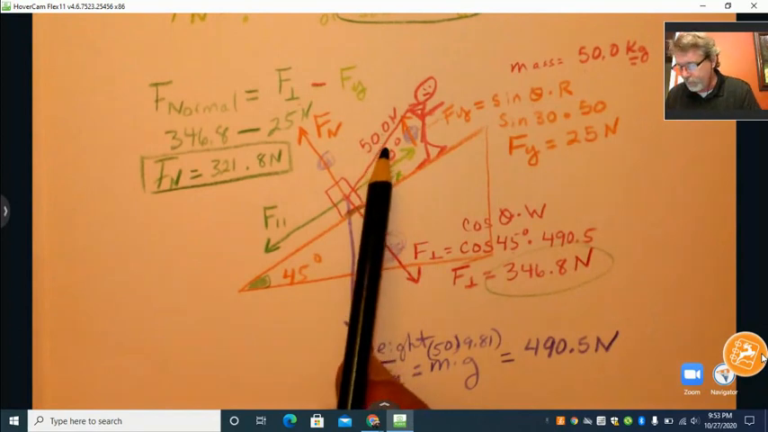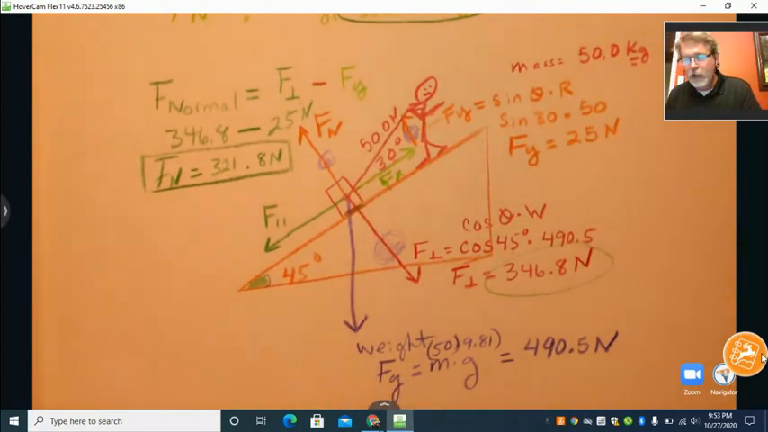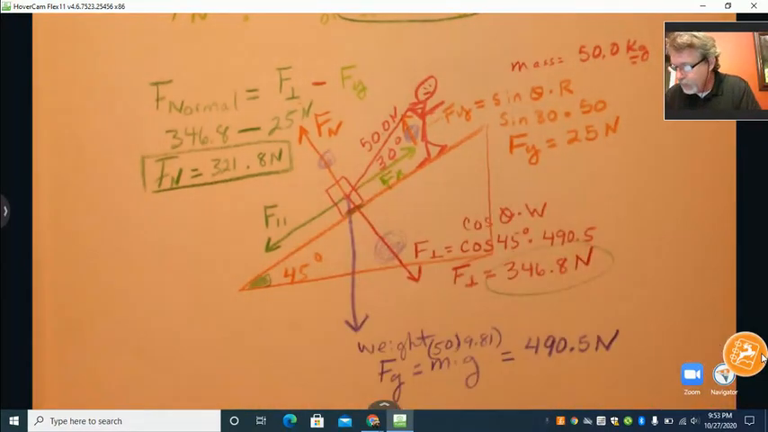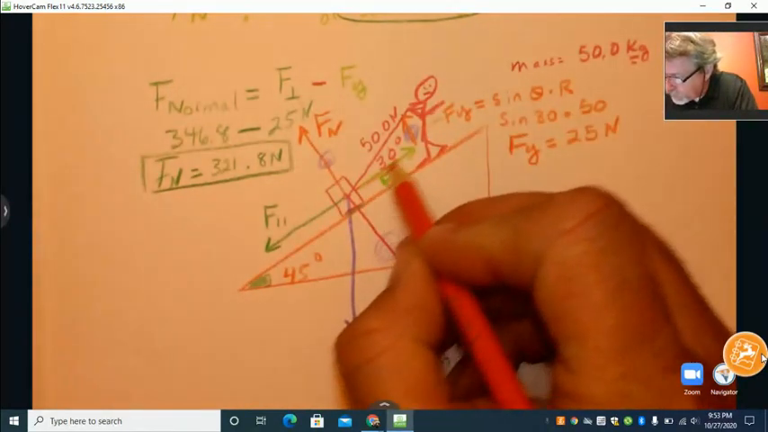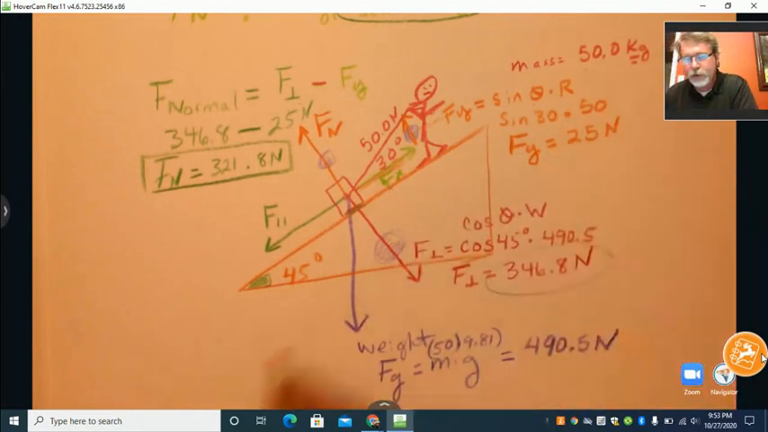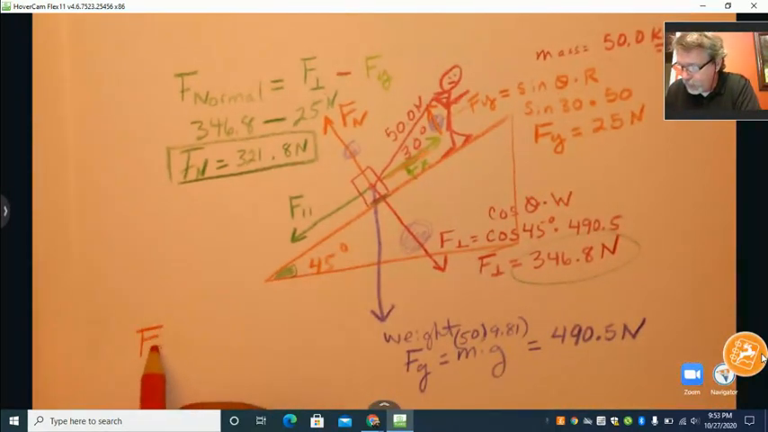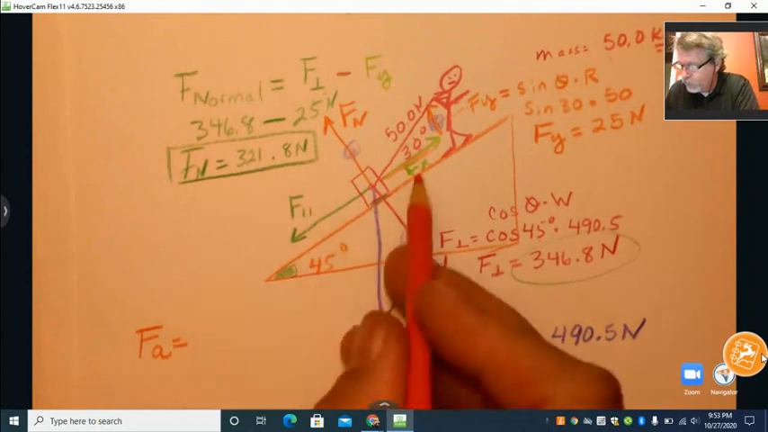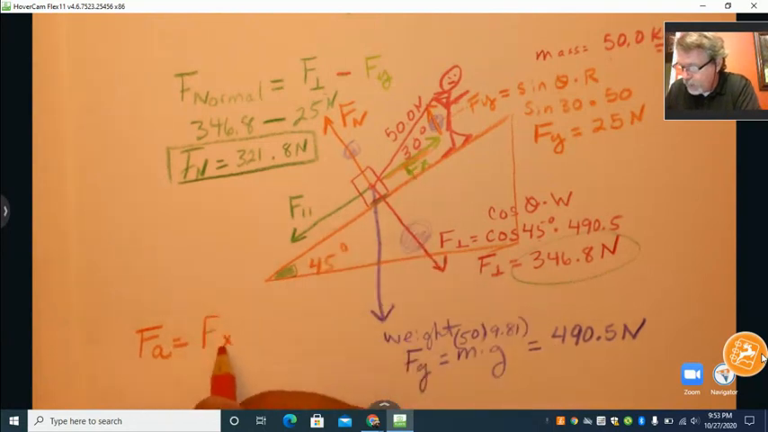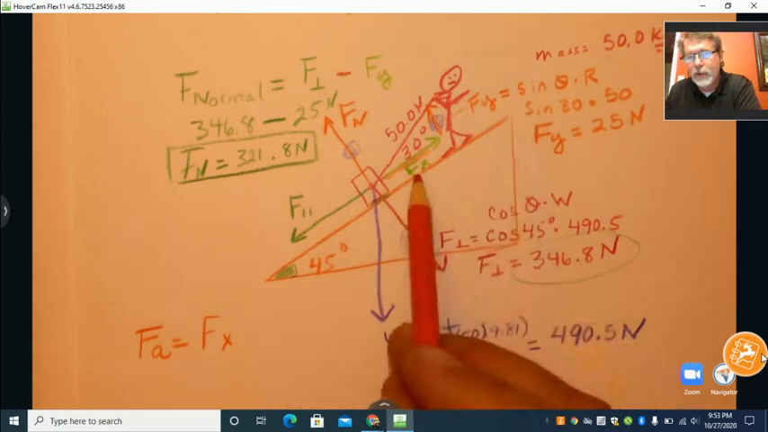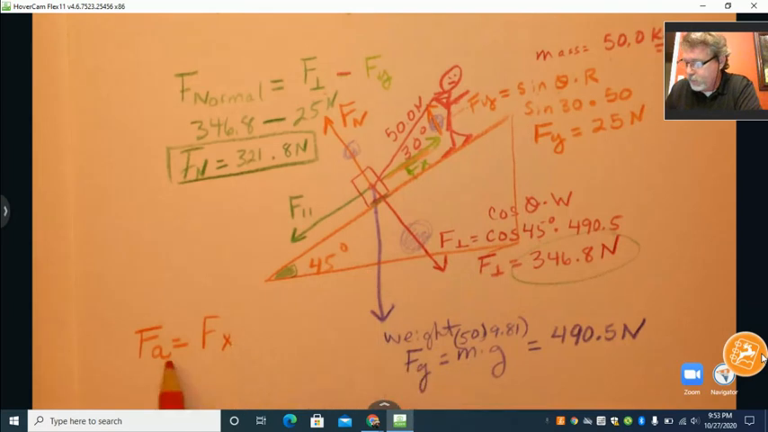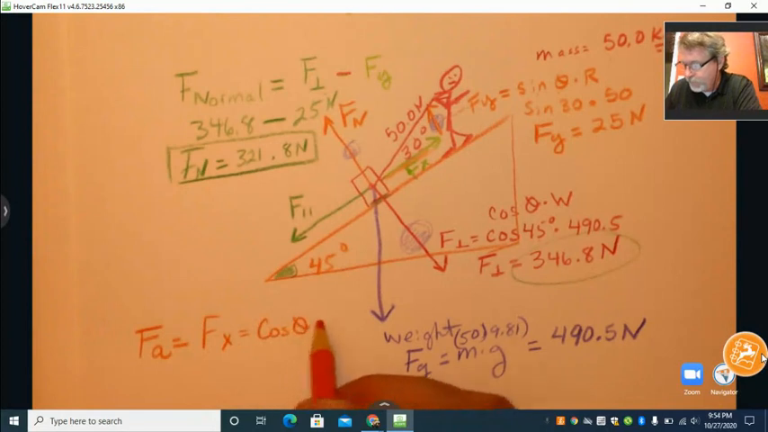So we know he's pulling with 50, but not all of his 50 is actually pulling it. Remember, it's got these components. Some parts of the 50 are lifting. Some parts of the 50 are pulling. So the force applied is going to equal the force in the x direction. Well, if y is the sine component, x is the cosine component. So the force applied is the f of x, or the cosine of the theta times the resultant.